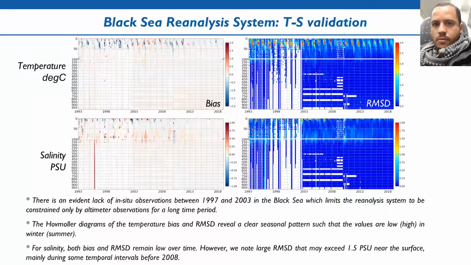The Hovmöller diagrams of the temperature bias and root mean square deviation reveal a clear seasonal pattern such that the values are low in winter and higher in summer. The bottom diagrams show that for salinity, both bias and root mean square deviation remain low over time.